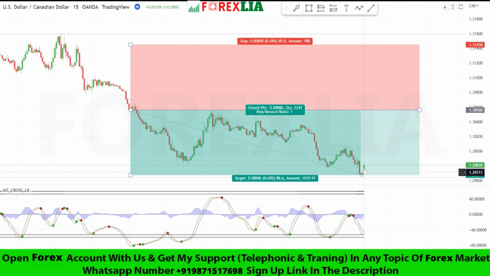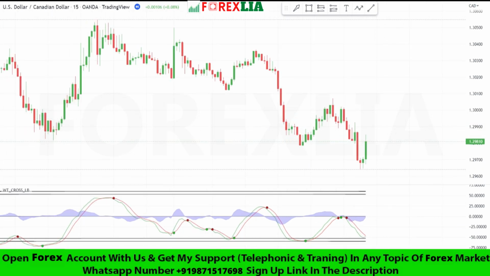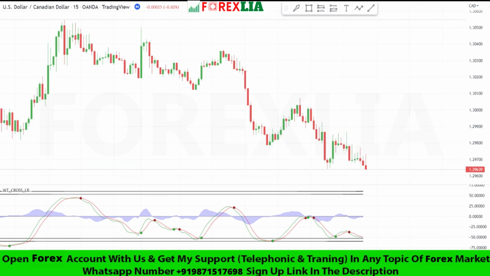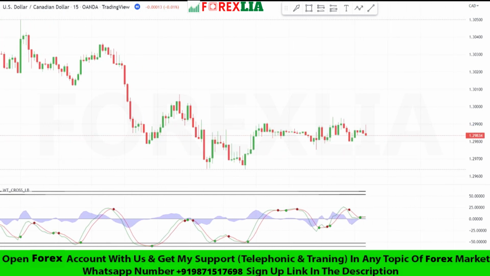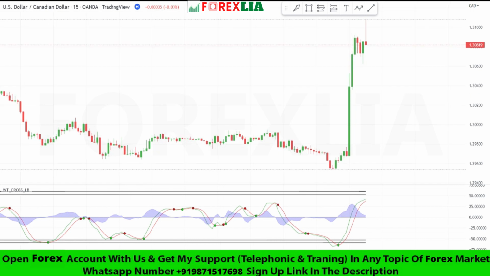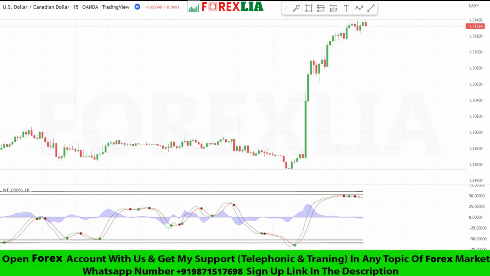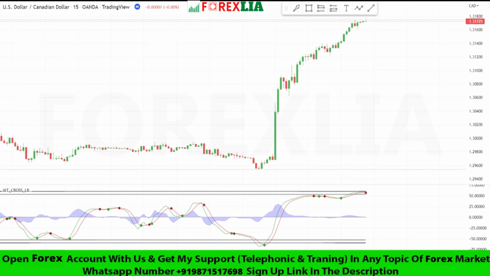We won this trade. If the Wave Trend Cross indicator shows both MA crosses on the upper band line moving upward, then we take a buy trade. Set profit target 1:1.